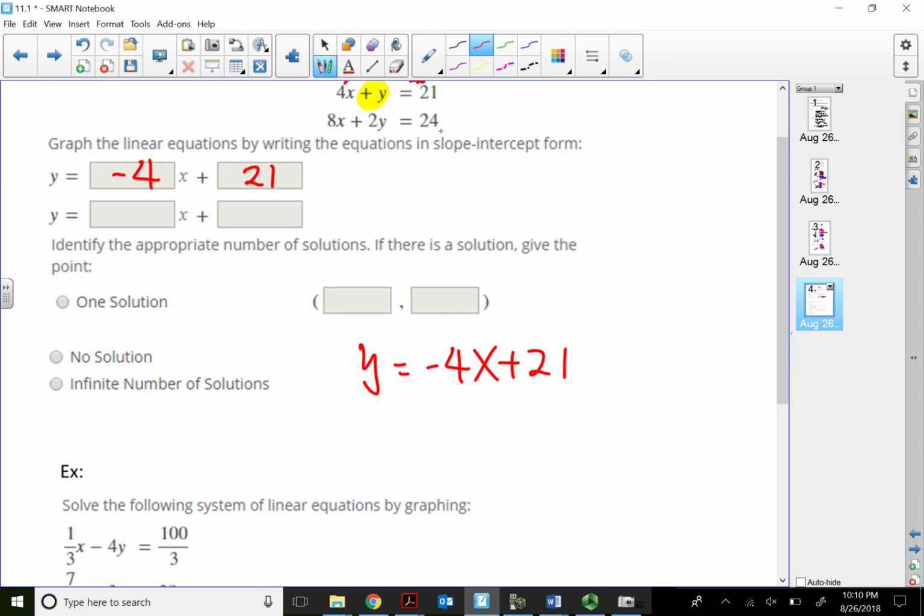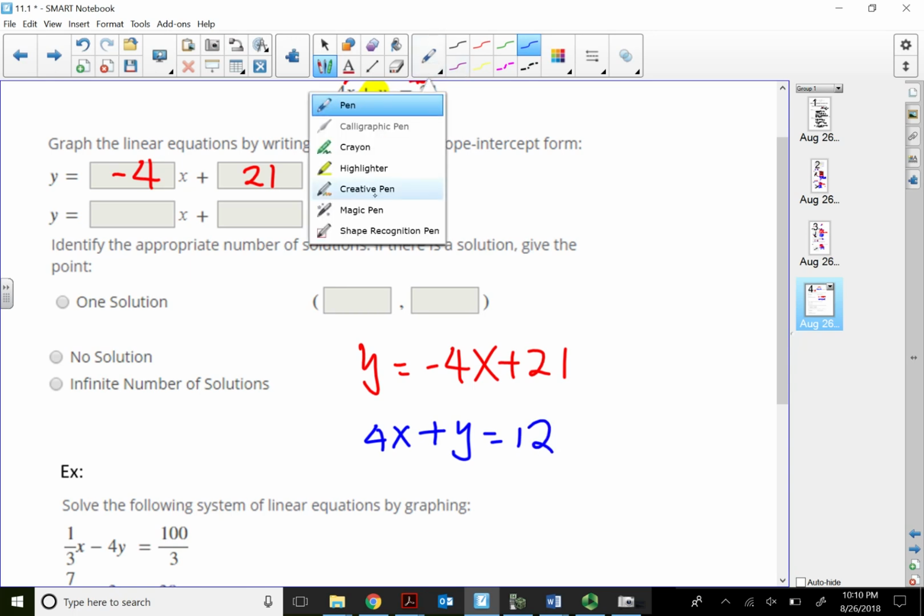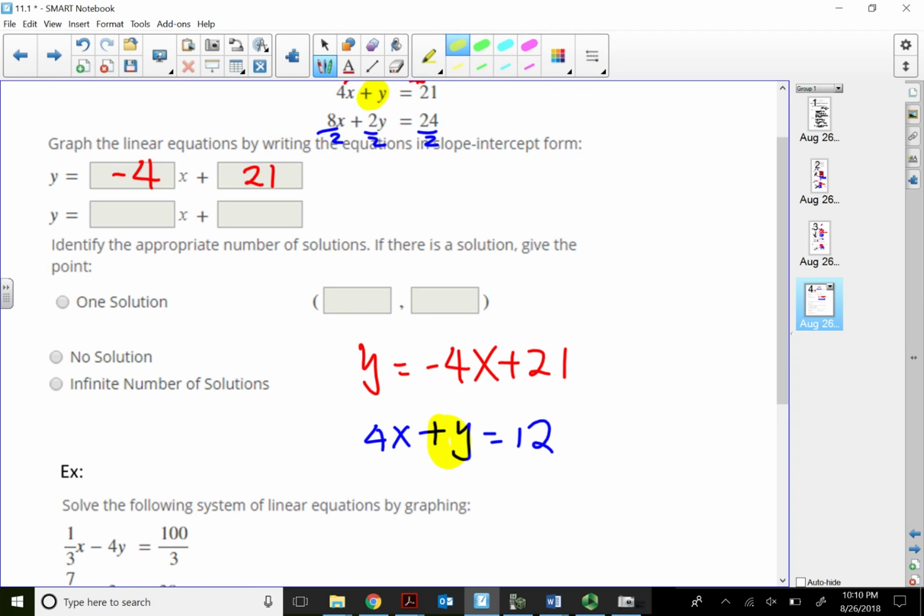8 to 24, this L3 term is divisible by 2. So if I divide by 2, divide by 2, divide by 2, then that would be 4x plus y equal to 12. If I want to get y by itself, you see the variable term is positive. That means I can move the x to the right side. Then I should have y equal negative 4x plus 12.